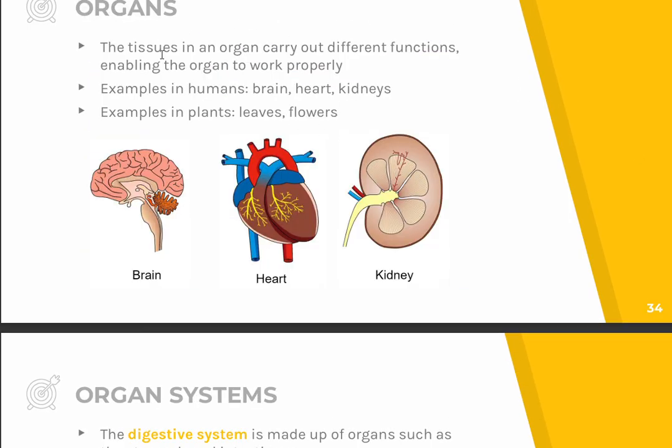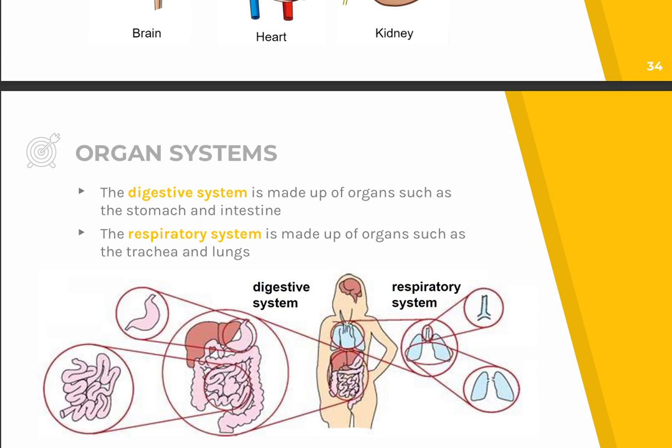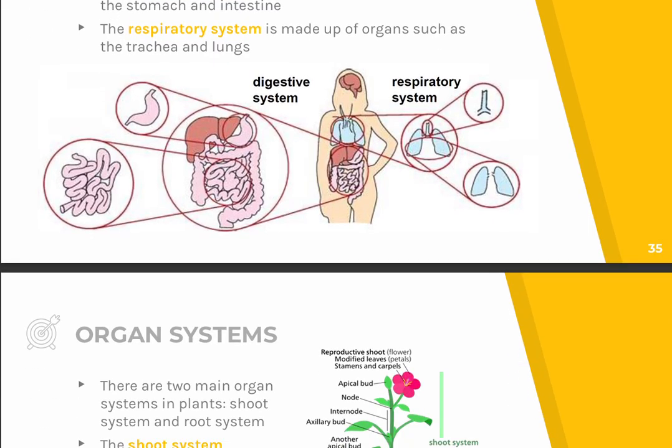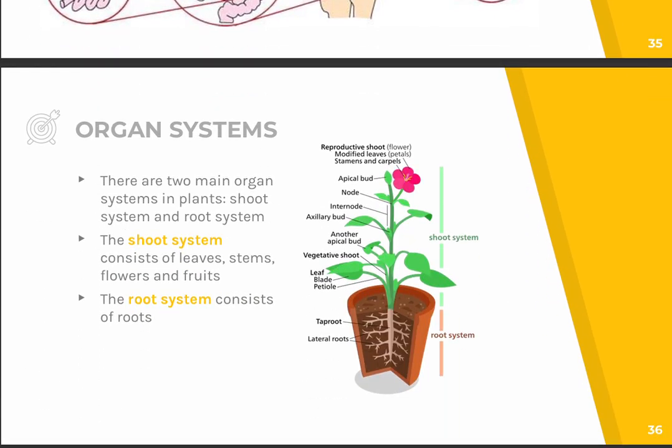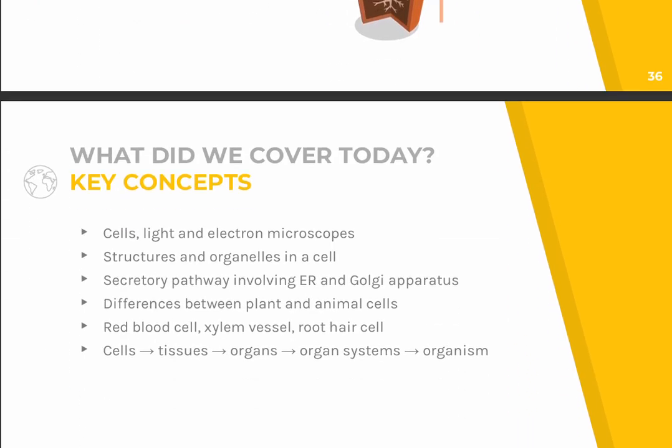So here we have some examples of organs. When we have a lot of similar tissues working together, we have an organ. Let's suppose we have the brain, the heart, the kidneys. For plants, we have leaves and flowers. If we talk about organ systems, we have the digestive system, respiratory system, excretory system, and nervous system. If we talk about the organ systems in plants, we have the shoot system, which is the upper part of the plant above the soil, and the root system, which is the part of the plant below the soil, composed of the roots.